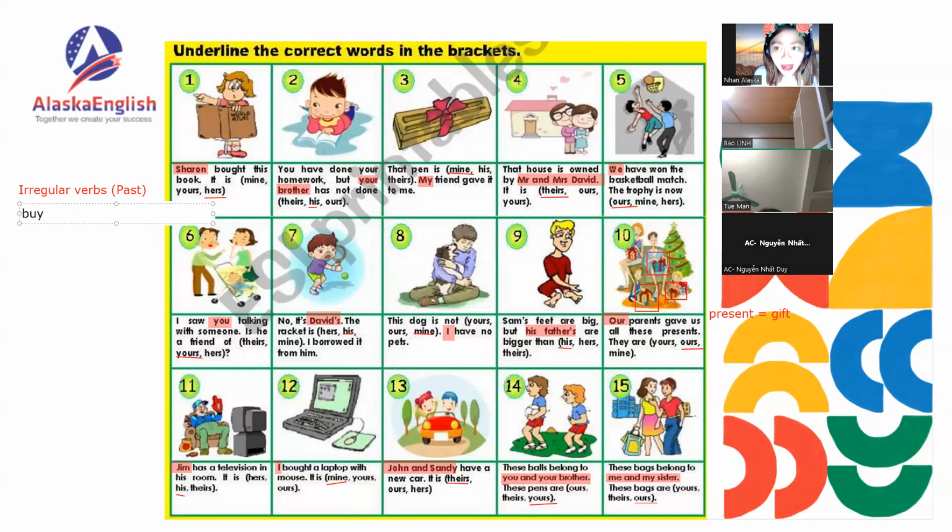Take a look at this, like buy. The past simple is bought. Buy, bought. I bought a cake for my mother's birthday yesterday. Okay? Buy, bought. Do, done. It's the past participle. Here, give, gave. All right, this is V2, the past simple. So here, give, gave, win, won, see, saw.